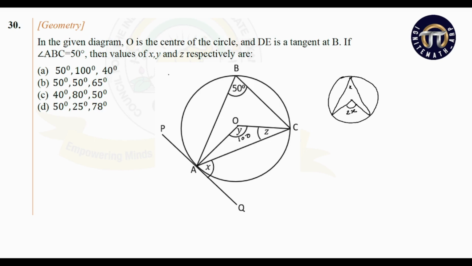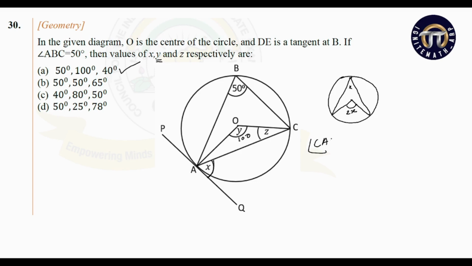Clear, children? Which option? Y in the sense the second angle. You need to check where the second angle is 100 degree. So where is the second angle 100 degree? It is the very first option. So we need to go ahead with Y is equal to 100 degree. Suppose you want to find the value of X, so X is this angle, it is supposed to be equal to CAQ.